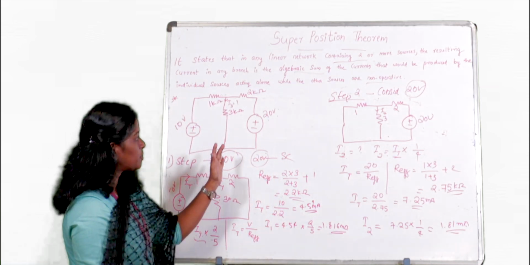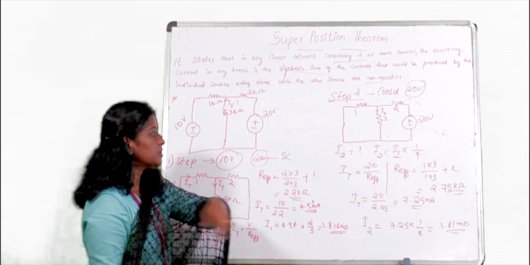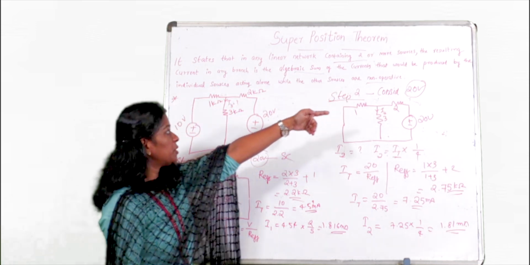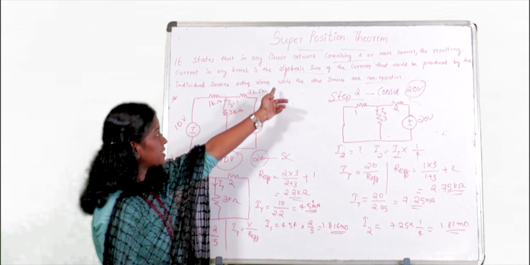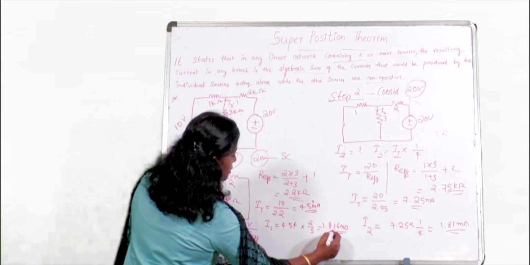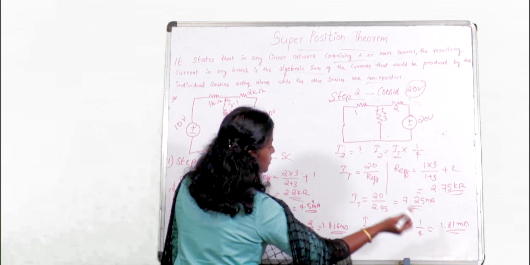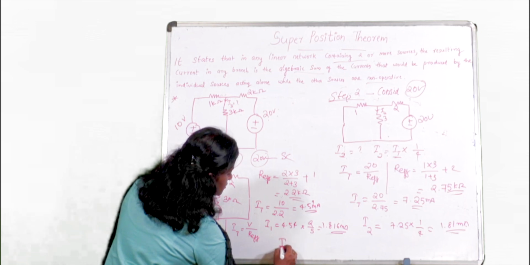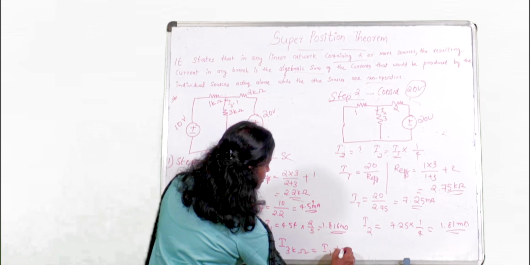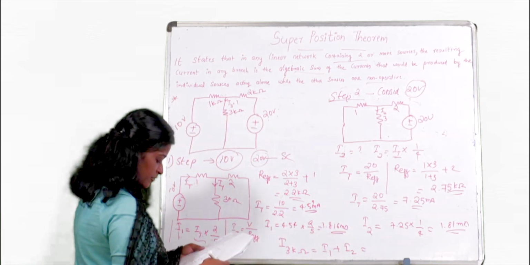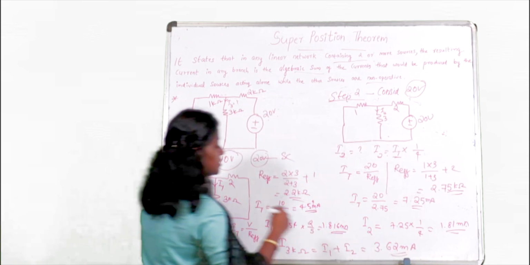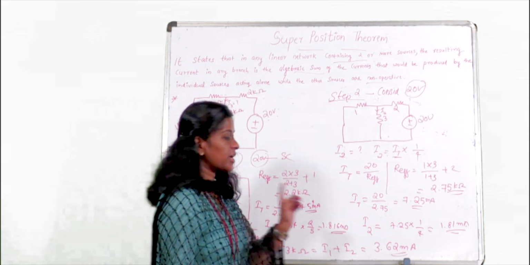So according to the superposition theorem, we need to add this I1 and I2. Here we have written algebraic sum. It is the algebraic sum of the currents that would be produced by the individual sources acting alone while the other sources are non-operative. So here we got I1 as 1.816 milliampere and I2 as 1.81. So the final answer, current flowing through 3 kilo ohm, will be equal to I1 plus I2, which is 3.62 milliampere. So 3.62 milliampere is the final current.